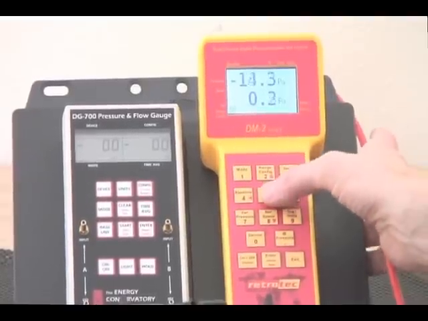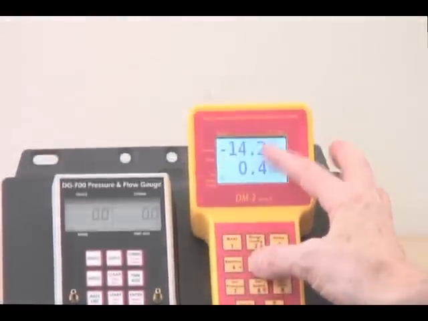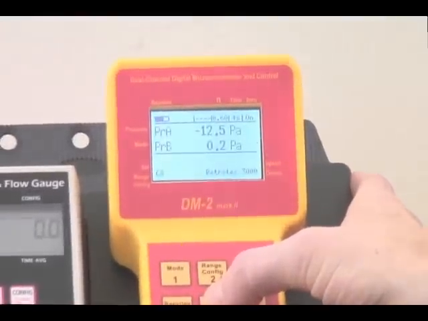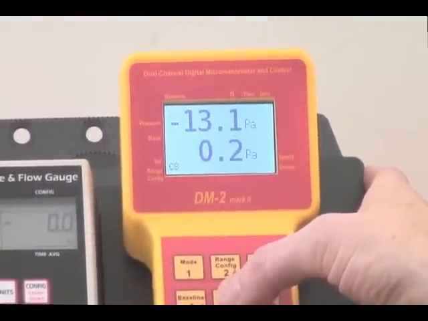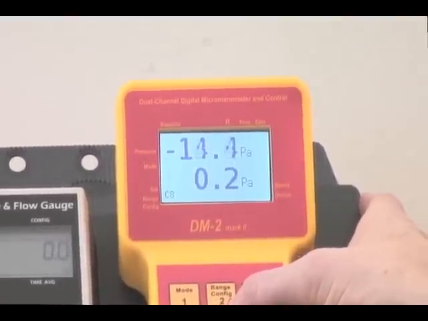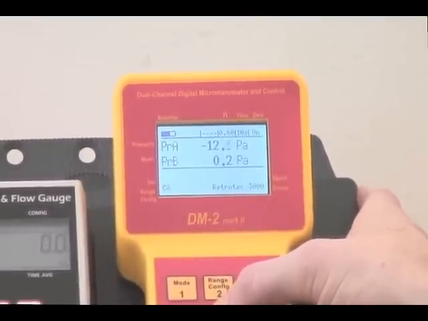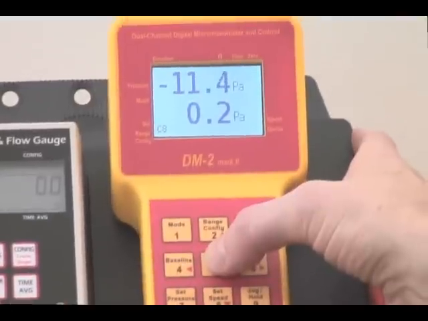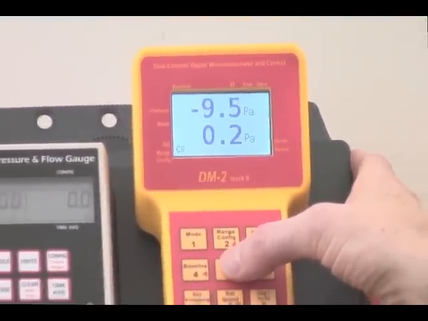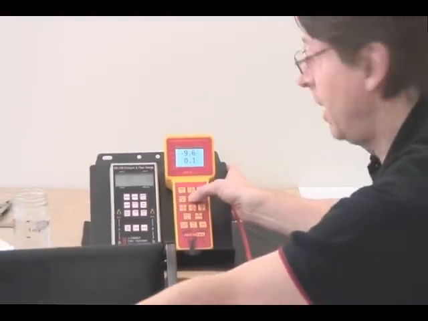If you take a look at the time averaging, it's set at 1 second, and it's slowed down a little bit. We've gone up to 4 seconds, slowed down a little bit more. We can go up to 10 seconds, slow down even more. So the maximum is probably around 30 seconds. If you go all the way up to 30 seconds, you should be getting a good average.